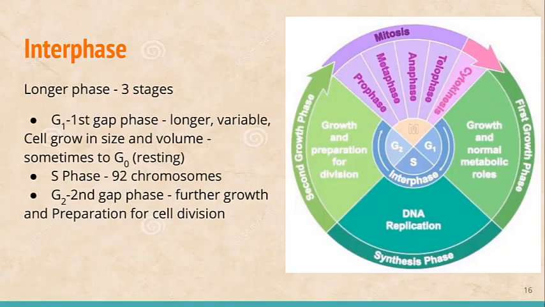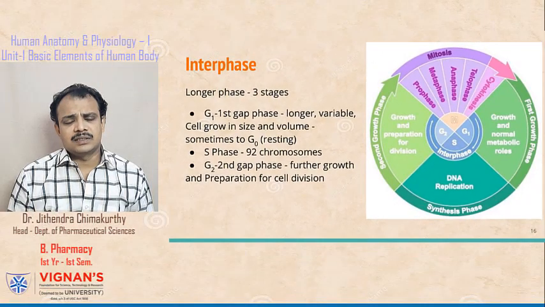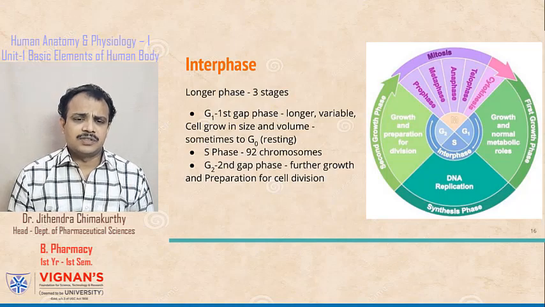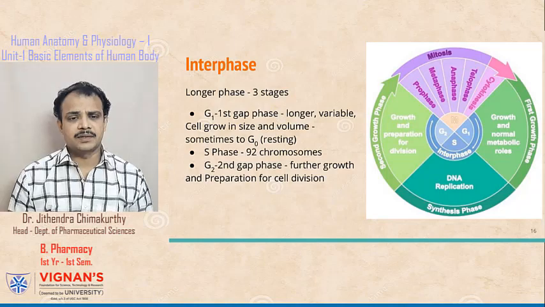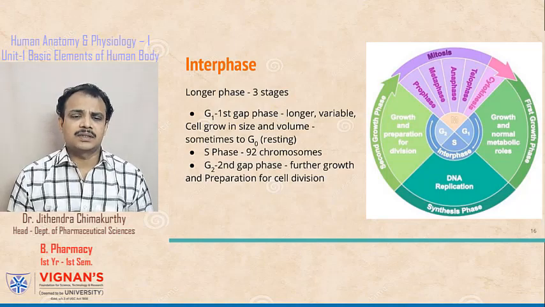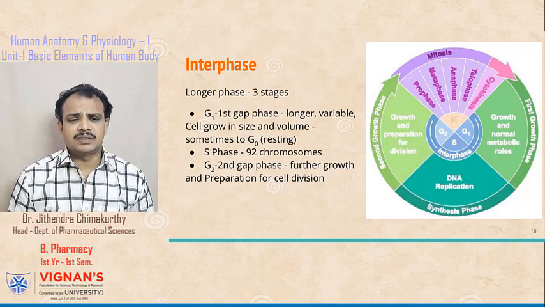Now, let's see about these two different types of cell division, that is mitosis and meiosis. First, let's start with mitosis. Mitosis is a cell division which occurs in almost all the cells in the body except those cells which are involved in production of gametes.